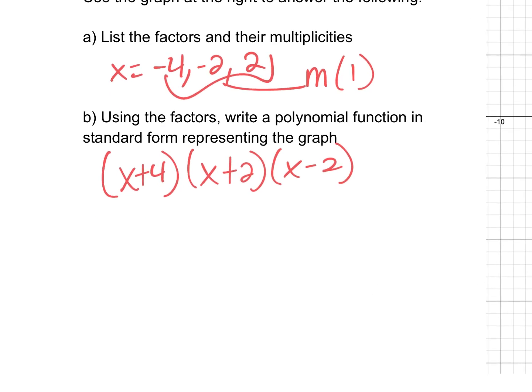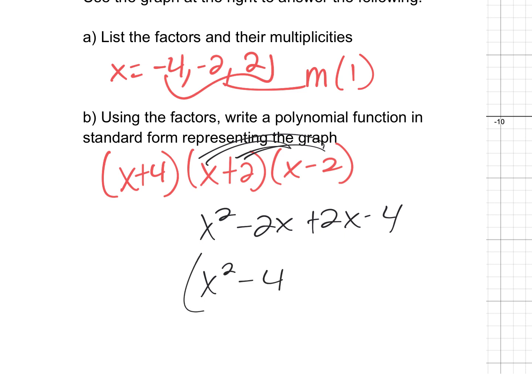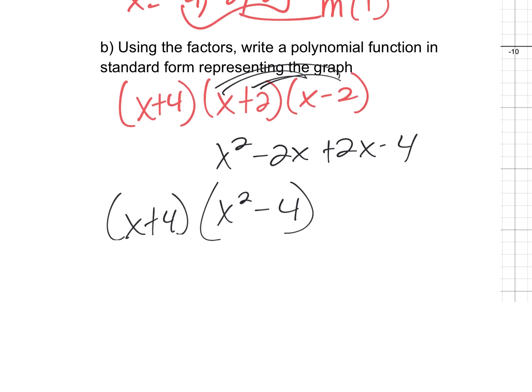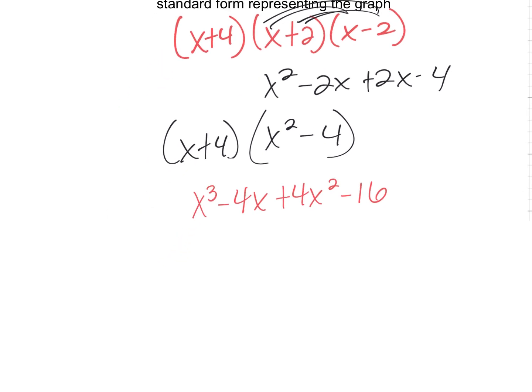All right, so we're going to distribute this all out. I'm going to actually distribute the second two first. x squared minus 2x plus 2x minus 4. The reason I did it is because I knew that was going to end up being a binomial, because those are conjugates. Okay, now distribute this. So I have x cubed minus 4x plus 4x squared minus 16.